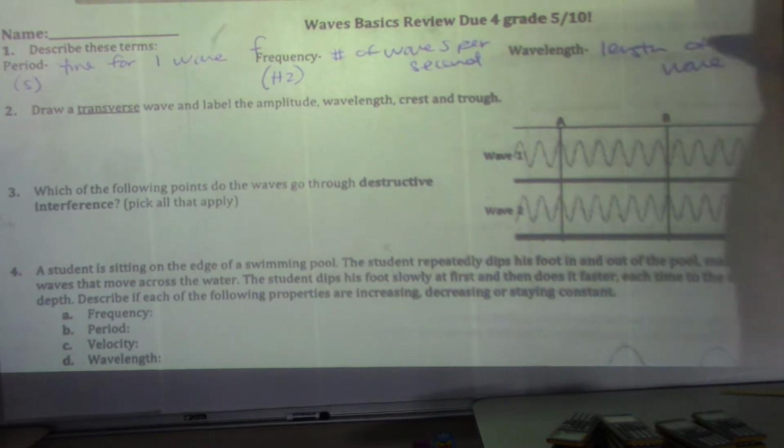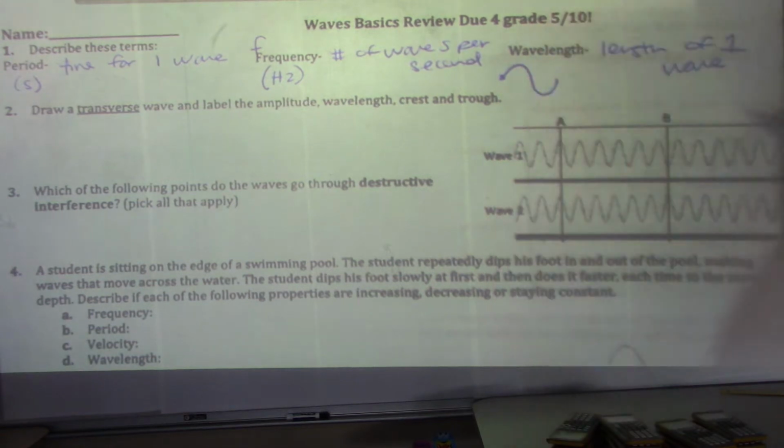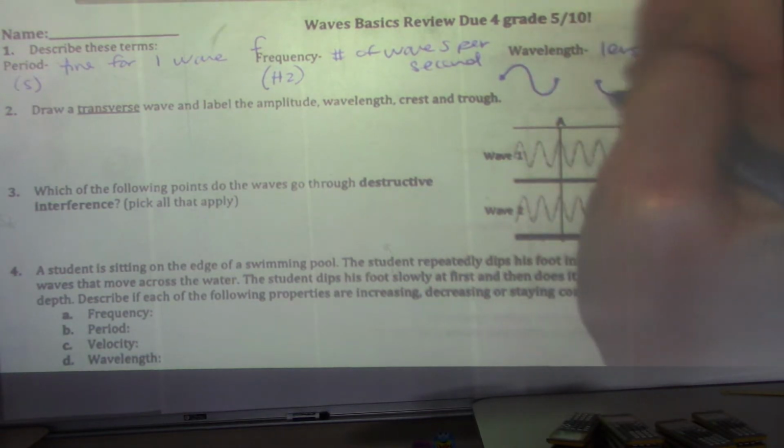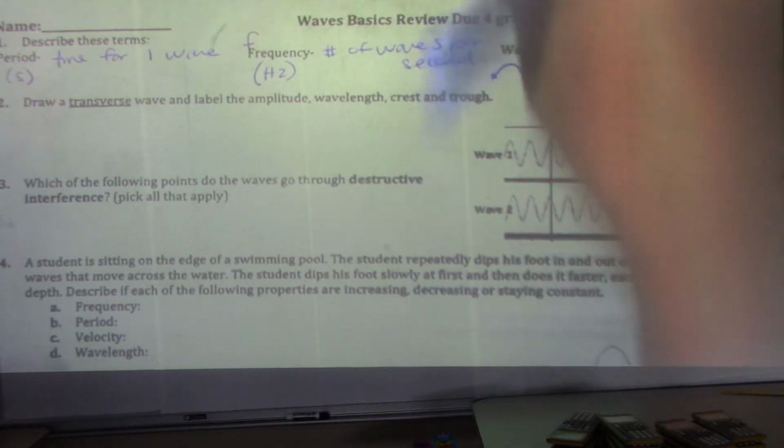So there are a couple of different ways you can get the wavelength. That can be from equilibrium, like this. It can also be equilibrium down and then up. That's the same. It can be the crest up to the crest again. It can be the trough down to the trough again. Those would all be examples of full waves.